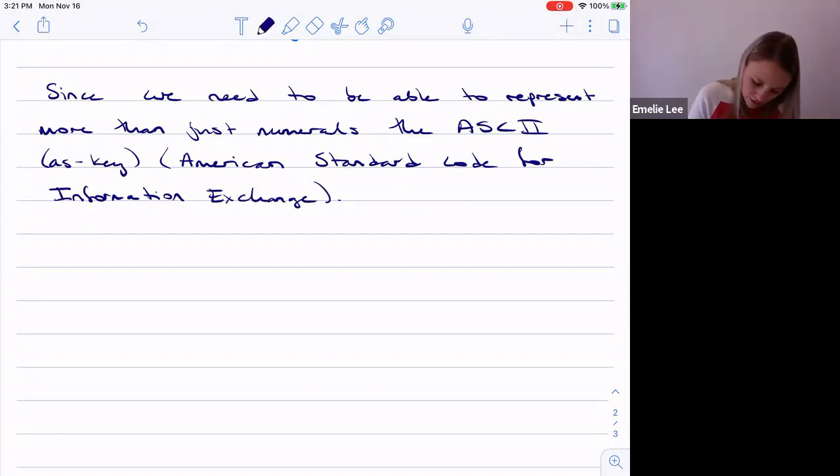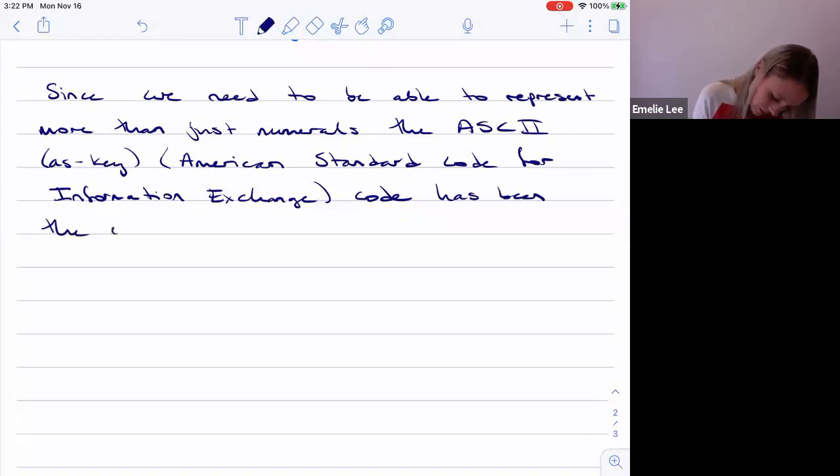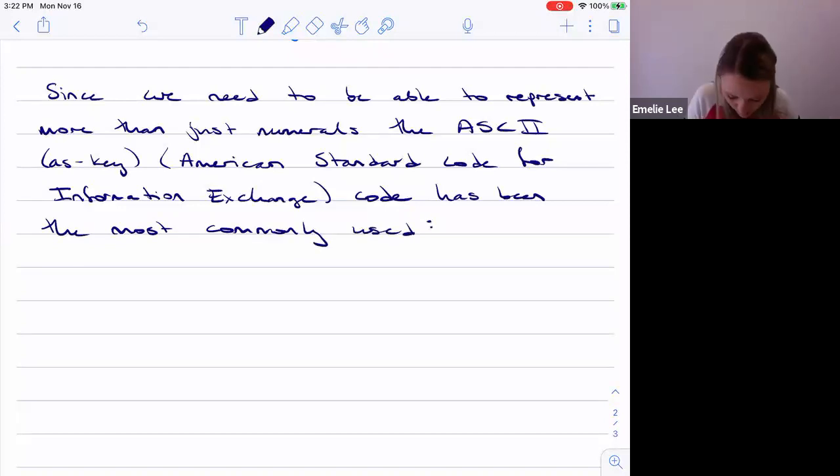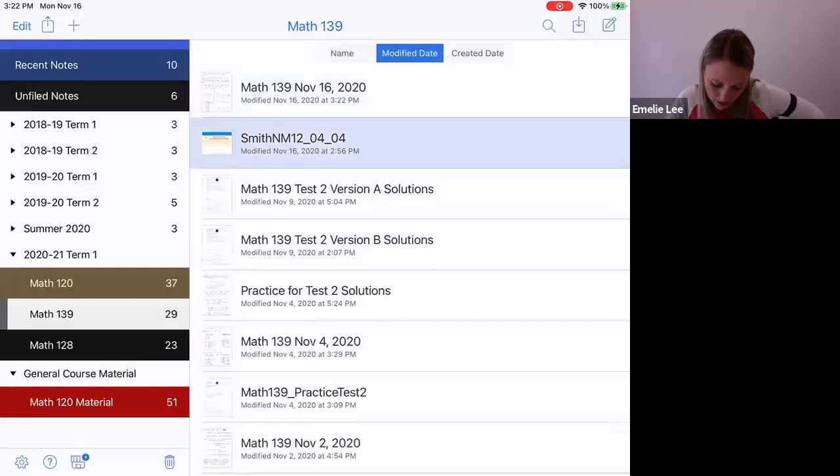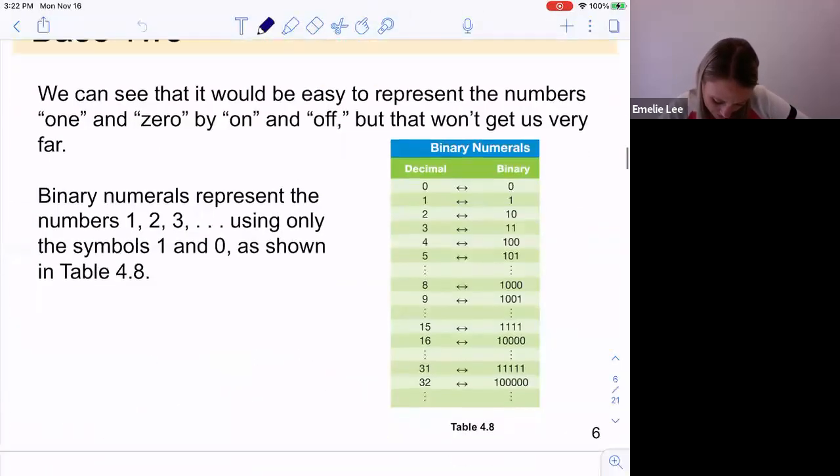So the ASCII code, oops, ended my sentence. Another weird sentence coming at you. So I guess I should read my sentence, make sure it sort of makes sense. So since we need to be able to represent more than just numerals, the ASCII code has been the most commonly used.